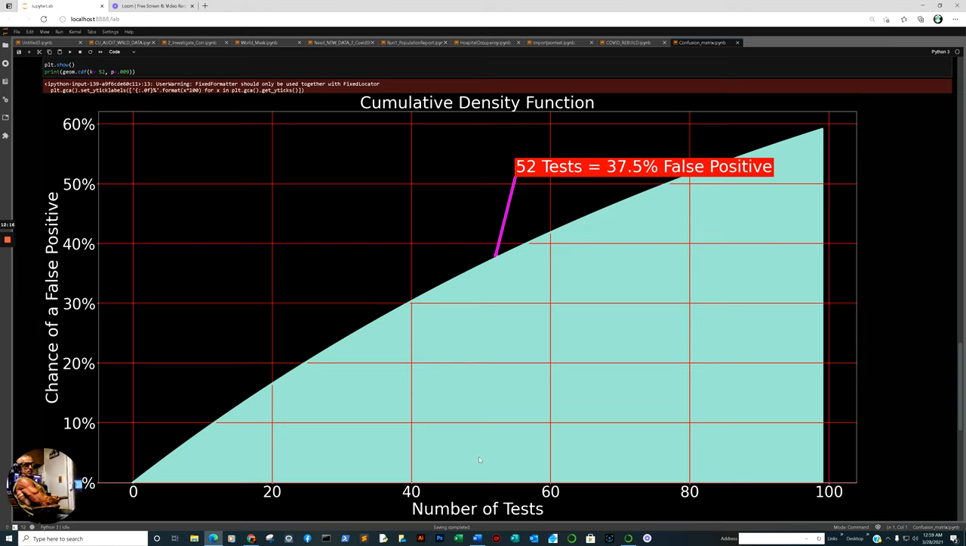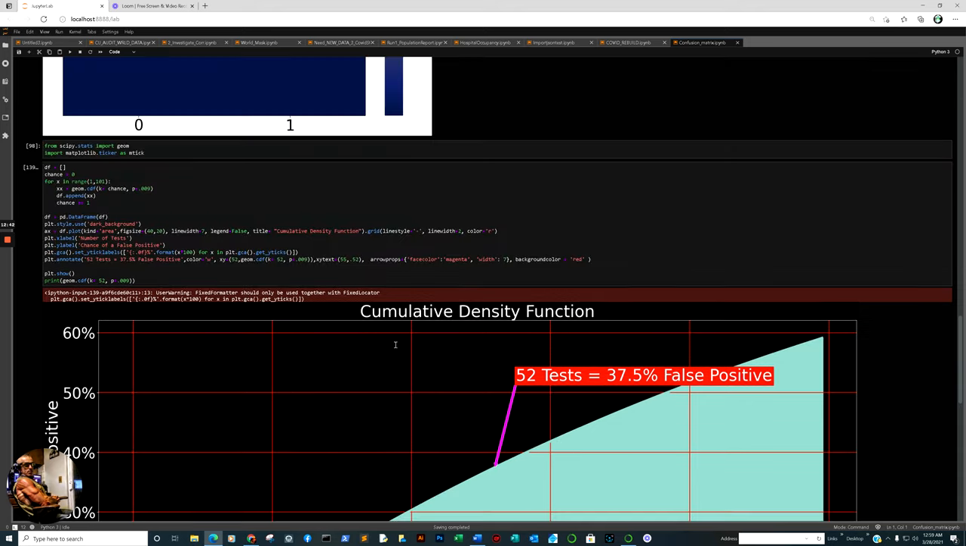If you follow this down the line, let's say someone's just maniacal with the testing, at 100 tests you're going to be pretty close to about a 58, 59% chance of running a false positive. So the problem is not that you're testing a person once. The problem is you're testing a person multiple times. If you keep on testing the individual, the odds are eventually you're going to run into a false positive. You see where we're going with that? So that's the aspect.